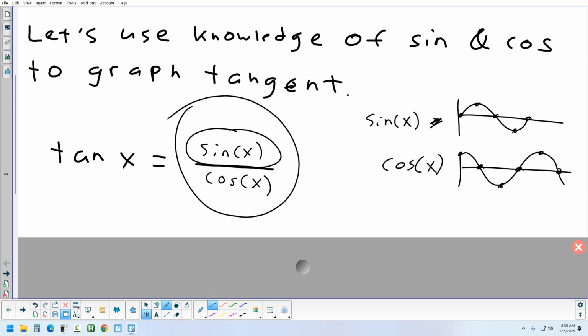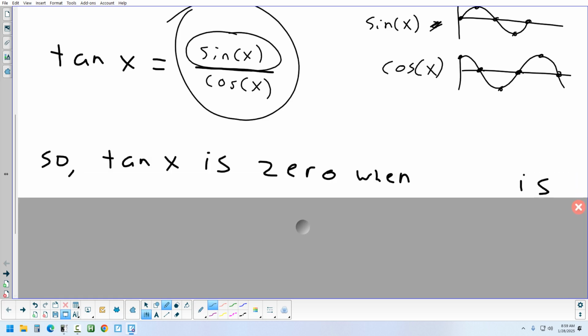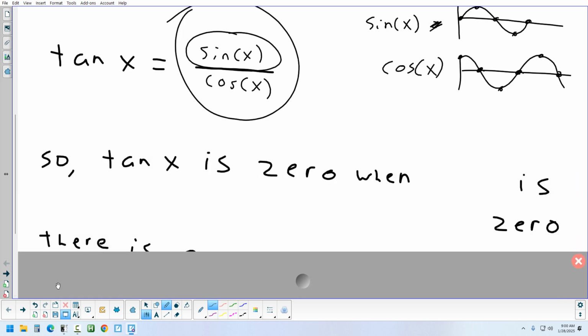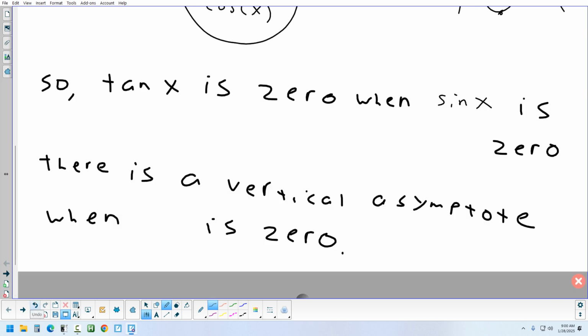Yep. So every 0, pi, 2 pi, you see every multiple of pi, integer multiple, 3 pi, 4 pi, 5 pi. Every number like that is going to be where the top comes out to 0, which is going to make the graph of tangent come out to 0. In other words, those are my x-intercepts. So tangent has x-intercepts, or it's 0, whenever the sine is 0. And there are going to be vertical asymptotes in the tangent function whenever the cosine is 0.